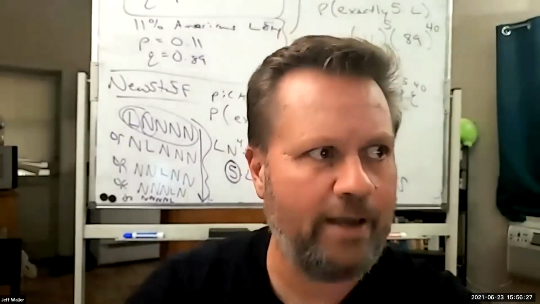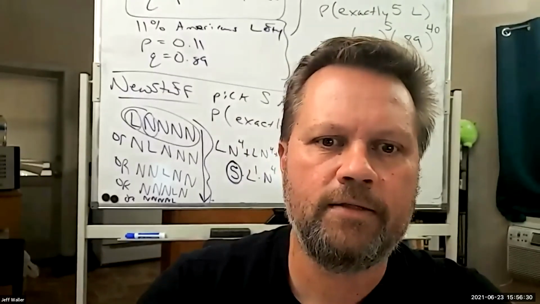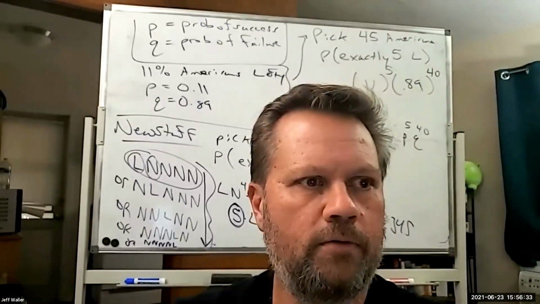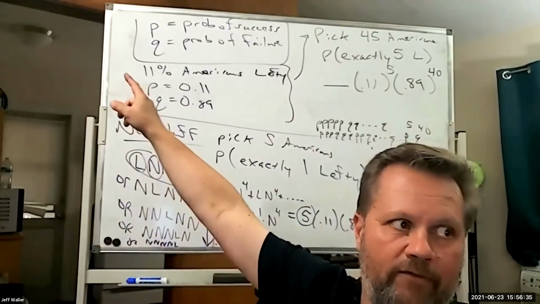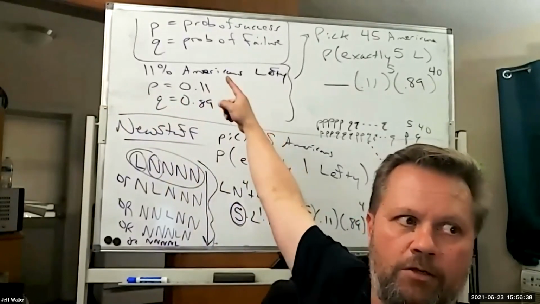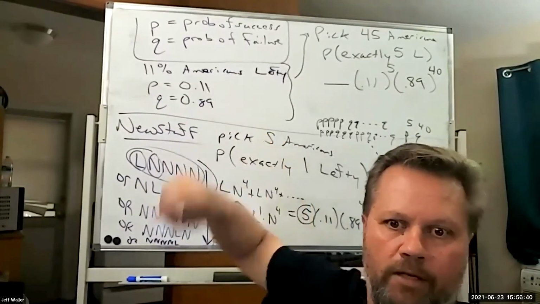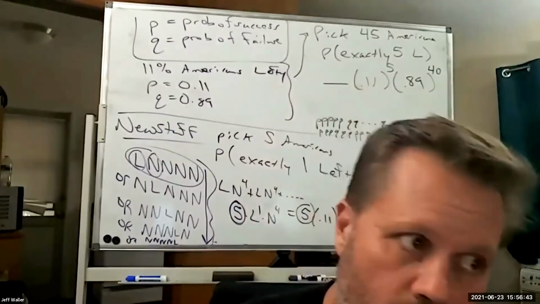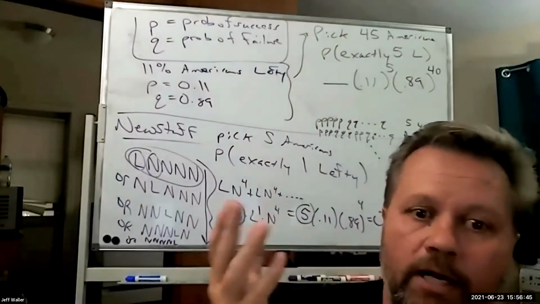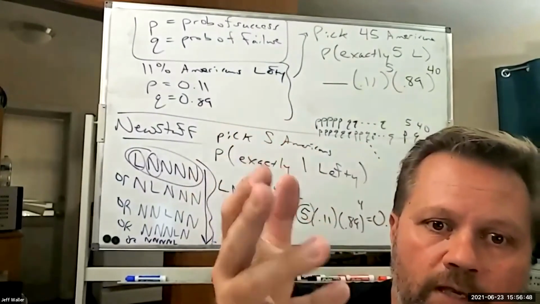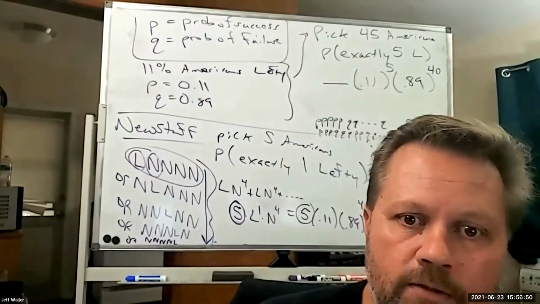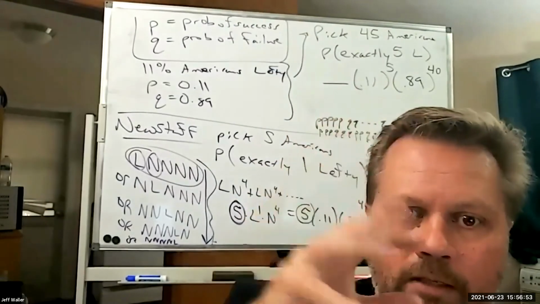All right. Jeff, how did we get 11 in this situation? The 0.11. They gave you the 0.11. Yeah, 11% of Americans are left-handed, so I knew that was 0.11. Now, in real life, we have to actually go do a survey and estimate that, right? But here, they're just going to tell me what that is.